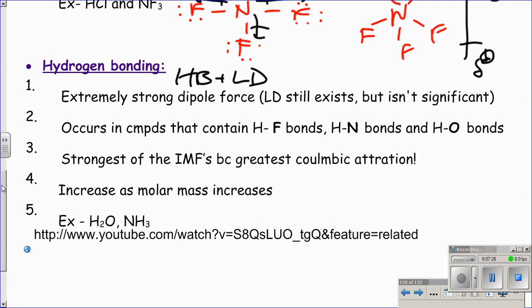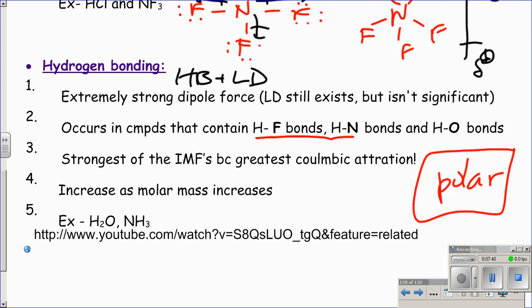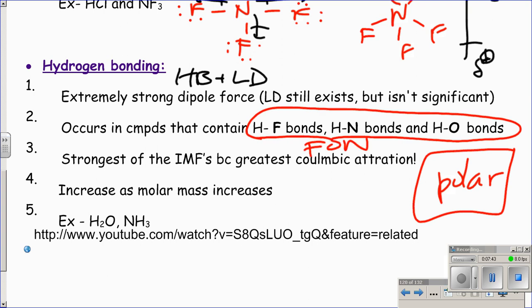Do I have that someplace? Still has to be with polar molecules. But those special bonds have to exist there. They have to be the FON bonds. I don't know why I didn't put FON here. Okay, H bonds are fun. F, O, N. They have to be H bonded with F, O, or N. That's it. No HCl. That's not going to be able to make a hydrogen bond force with another HCl.